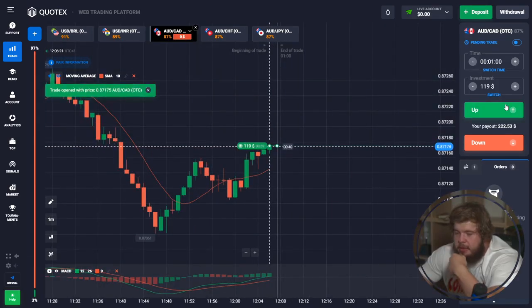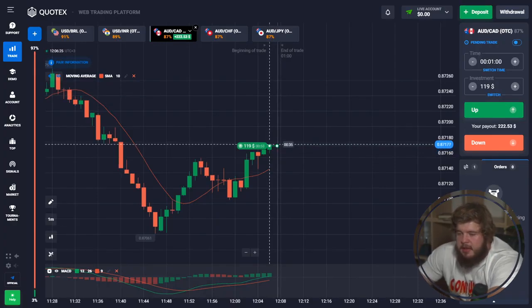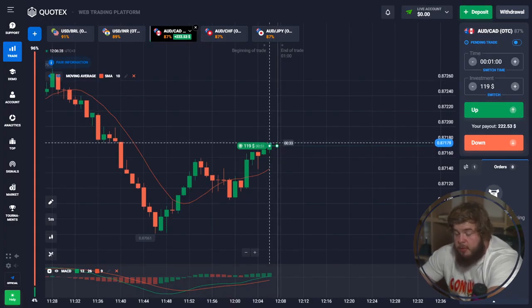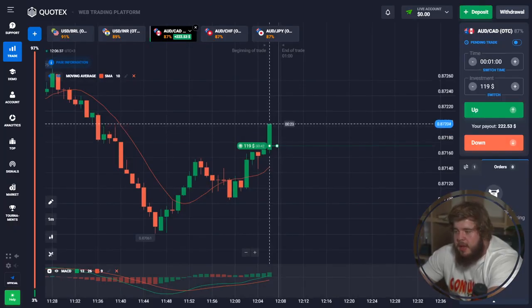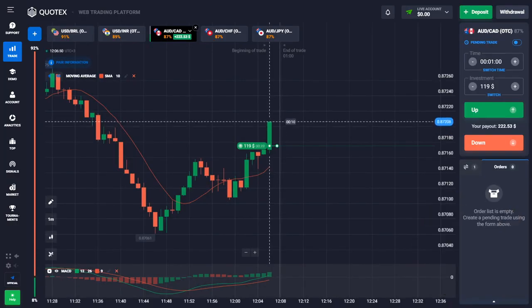So, my friends, now according to the MACD indicator, you can clearly see that the green line is above the red one, and price is going up according to the signal of the MACD indicator. That's why we have opened a buy position with an investment of $119.